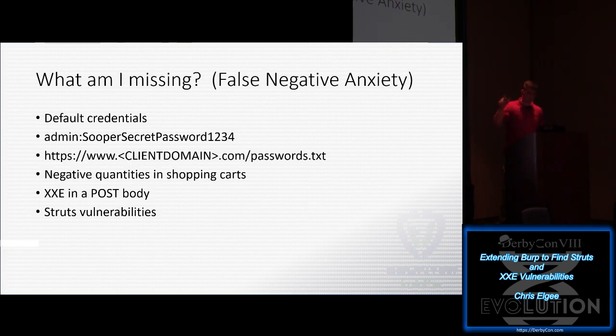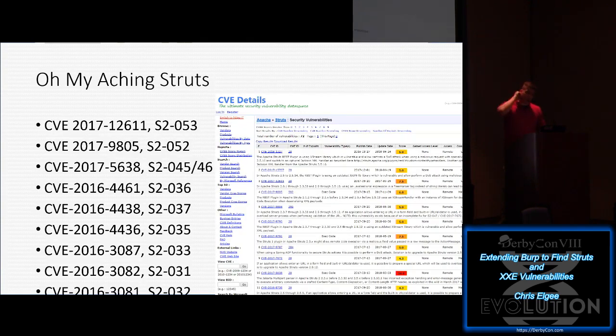Same thing for Struts. There are ways to find Struts vulnerabilities. And oh, my aching Struts. This is just a partial list. These, by the way, on the left-hand side, are the CVE numbers along with the Apache internal S2, Struts2 numbers. Those are all RCE. And as you can tell by the years, they come out fast and furious, and they seem to keep coming.